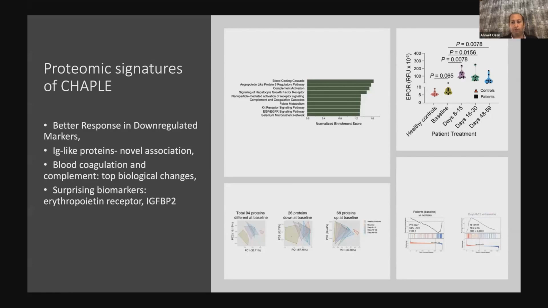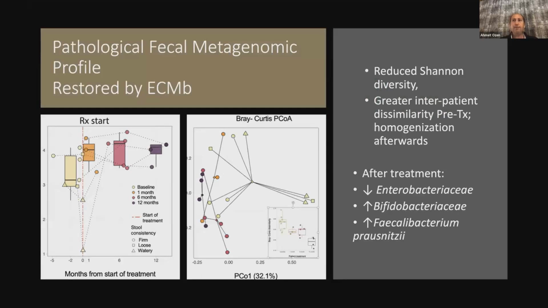So finally, we assessed the fecal microbiome using shotgun metagenomics, and we found pathological microbiota such as inflammation-associated Enterobacteriaceae and reduced Shannon diversity. There was a greater interpatient dissimilarity of microbiota before treatment and homogenization afterwards. In conclusion, our study shows that CHAPLE disease causes a broad range of pathological changes in immunity, metabolism, and the gut microbiota composition that are largely reversed by C5 inhibition treatment.